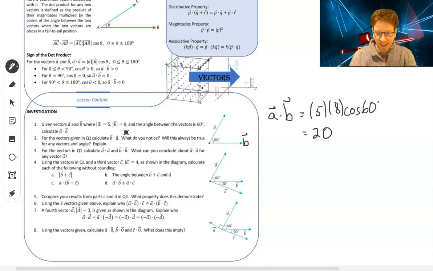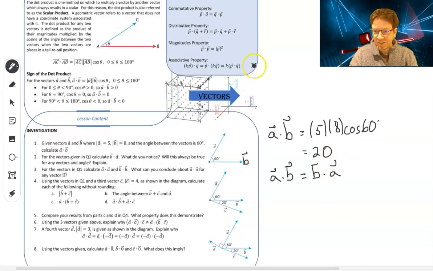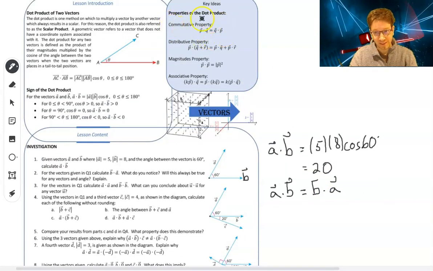All right, so now that we've done part 1, part 2 says, for the vectors given in question 1, calculate B dot A. Now this we can kind of do right now together. You can probably see if you did B dot A, you'd simply reverse these two numbers, and you do 8 times 5. That doesn't really give you a different result. 8 times 5 is the same as 5 times 8, and the cos of the angle between them is still 60 degrees. That doesn't change. So we can say that A dot B is the same as B dot A. And that I have listed up here as our commutative property.